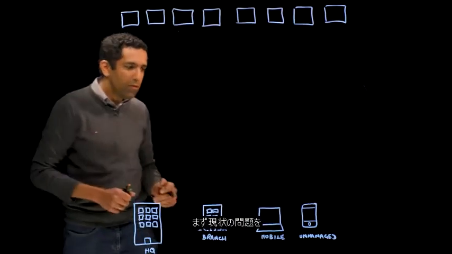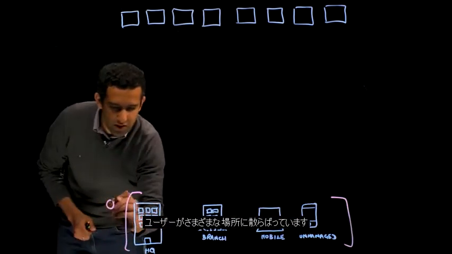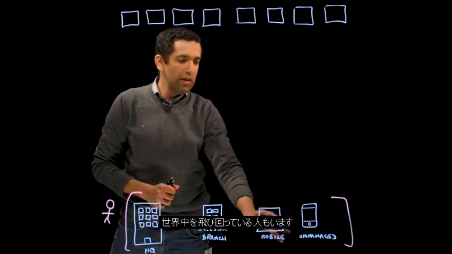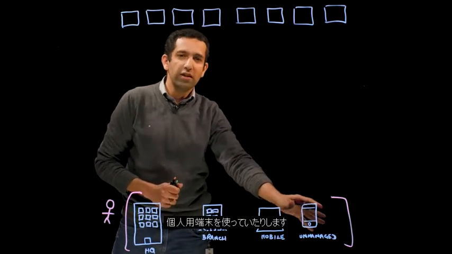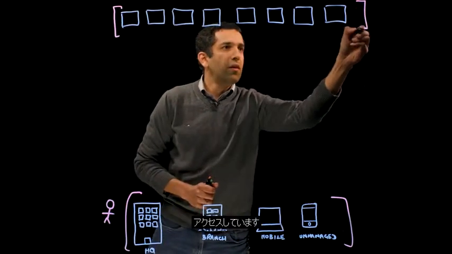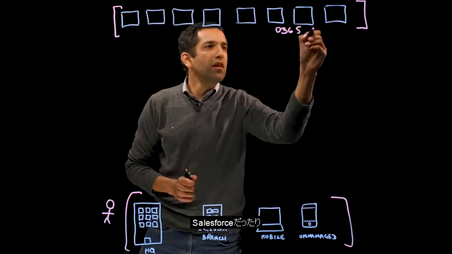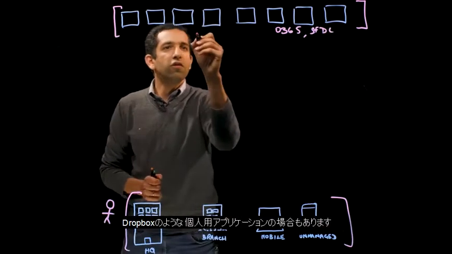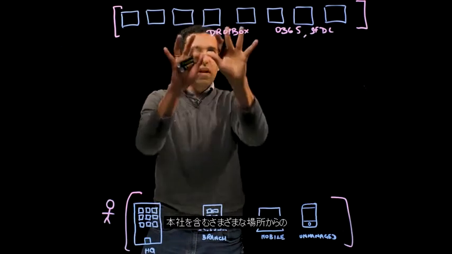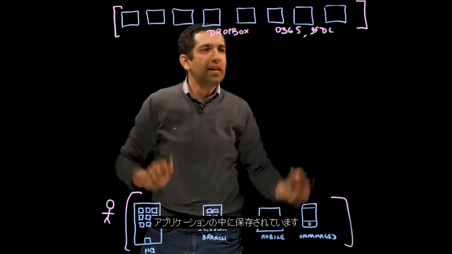Let's start looking at what the problem looks like right now. You have users that are in all these different locations. They're at the headquarters, they're in the branch locations, they're traveling all over the world. They could be sitting in a coffee shop, or they could be using their personal devices. They're accessing SaaS applications that are in the cloud. And these could be Office 365, these could be Salesforce, or they could also be personal applications like Dropbox. Now, your data from your headquarters and all these different locations is now being stored within these SaaS applications.